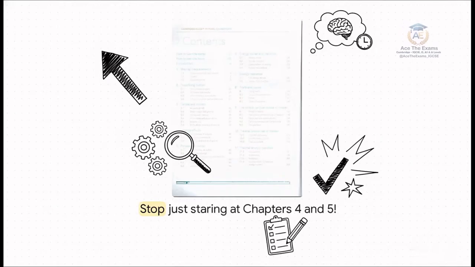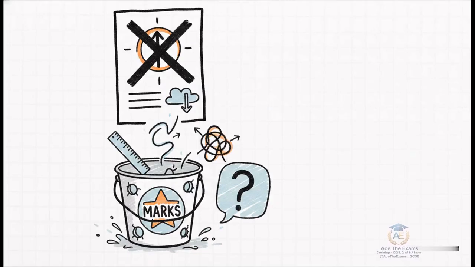Think about the exact contents page from your Cambridge coursebook. Now everyone just stares at Chapter 4 on turning effects and Chapter 5 on forces and matter. They memorize what a moment is or what Hooke's law says and they think, awesome, I'm ready. But memorizing those headings absolutely will not save you if you don't actually understand the strict expectations of the examiner. Okay, let's dive into this.